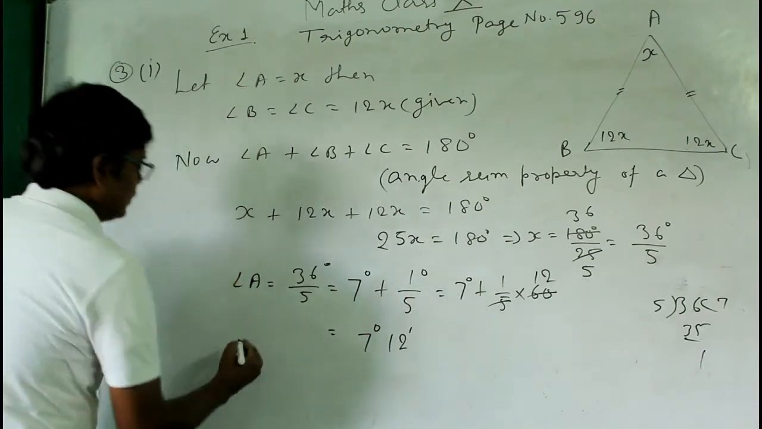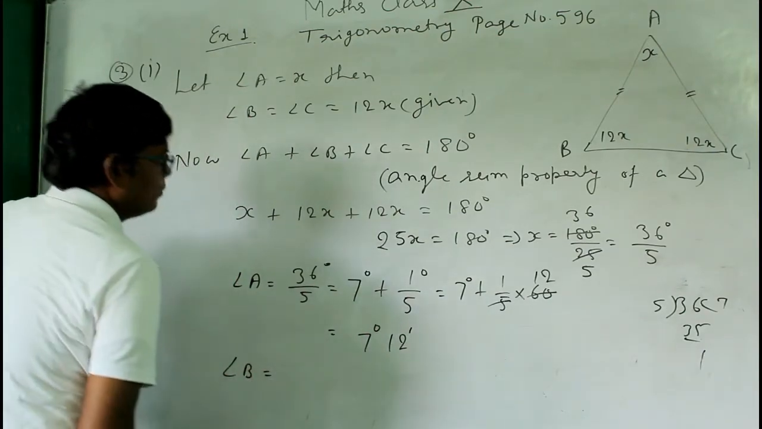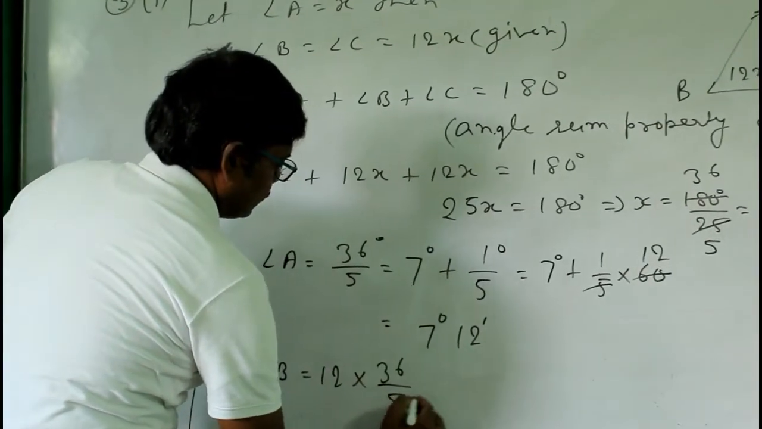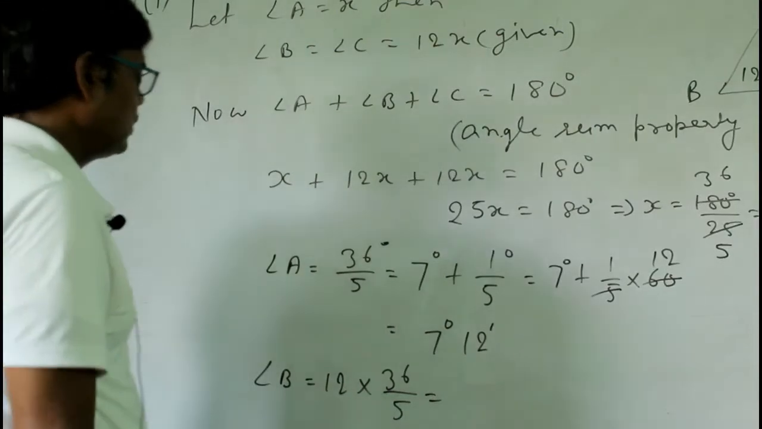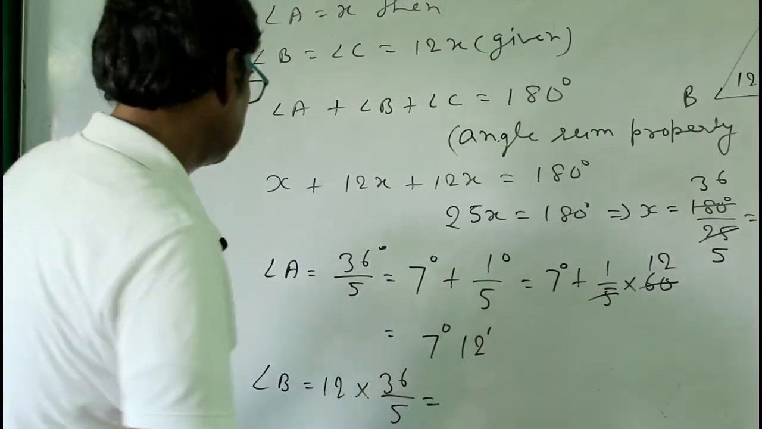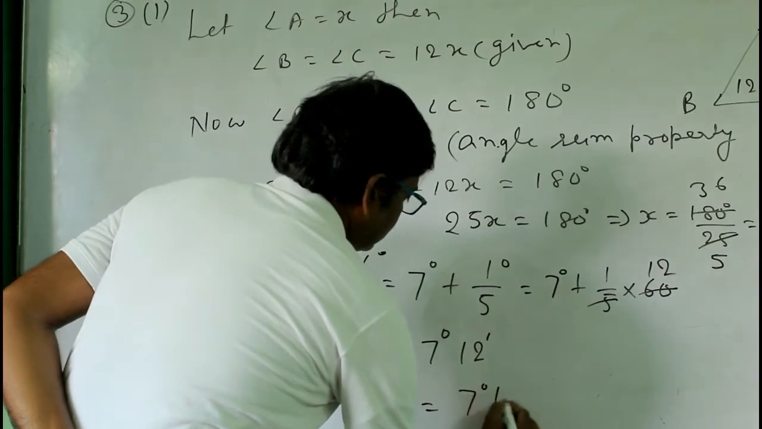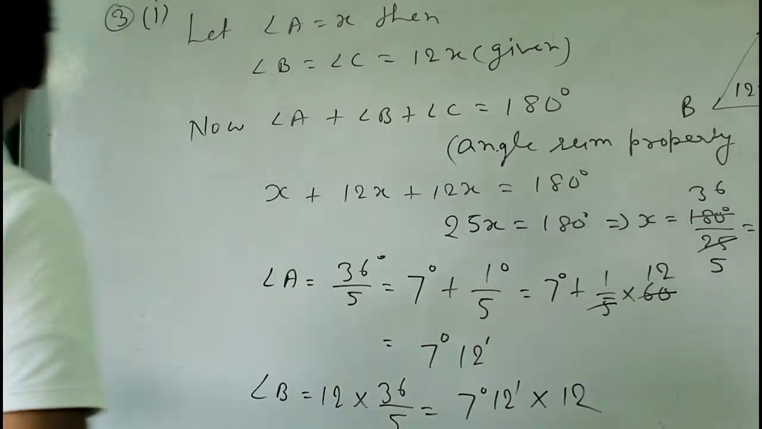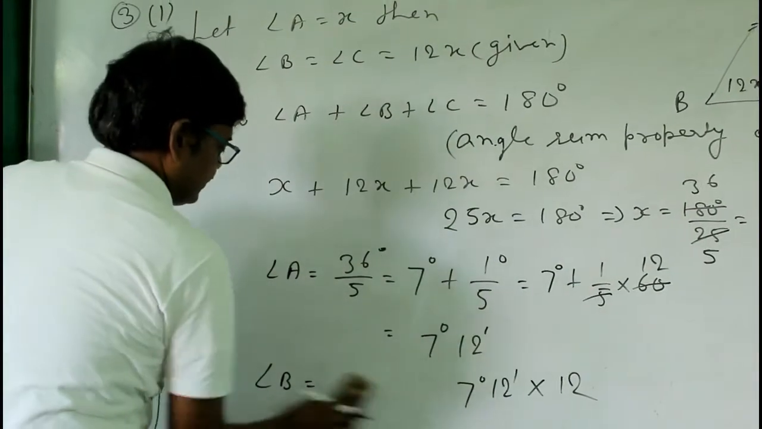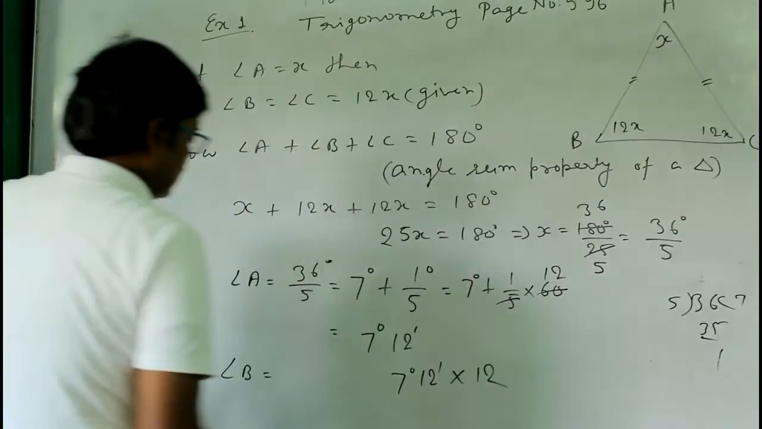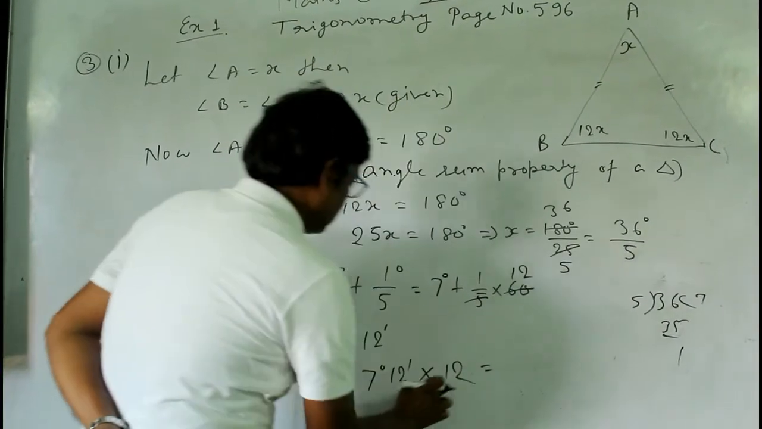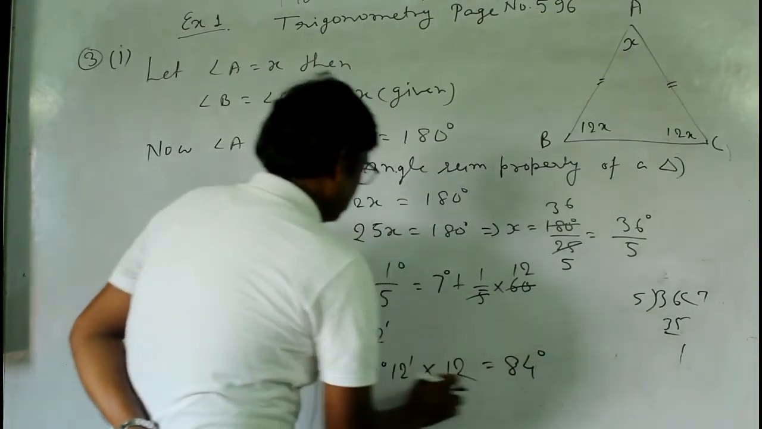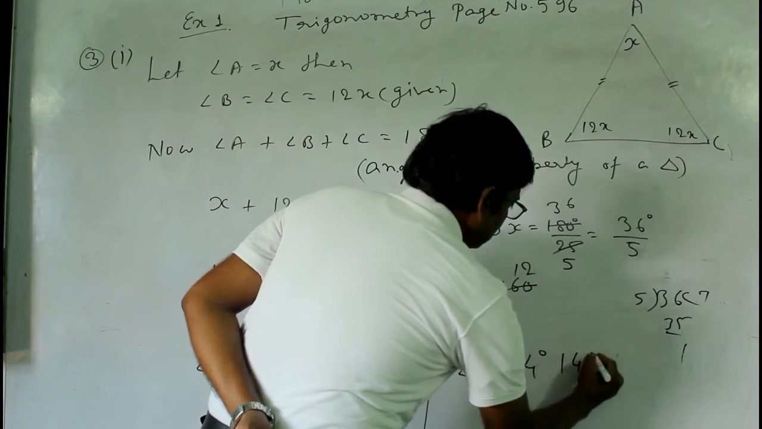Then what is the other angle? Angle B equals 12x, that is 12 into 36 by 5. We can also write directly this angle, that is 7 degrees 12 minutes, into 12. So 12 sevens are 84 degrees, and 12 twelves are 144 minutes.